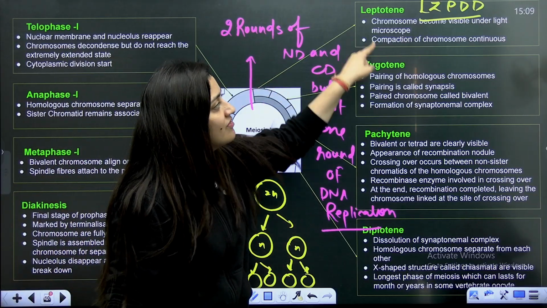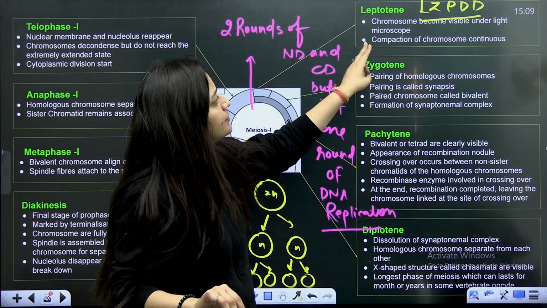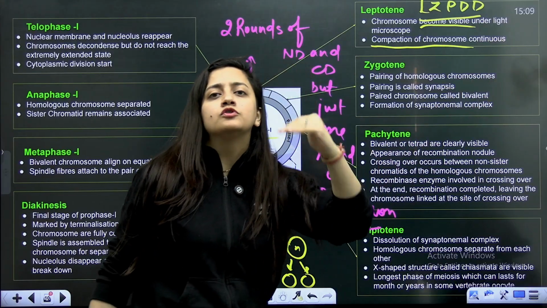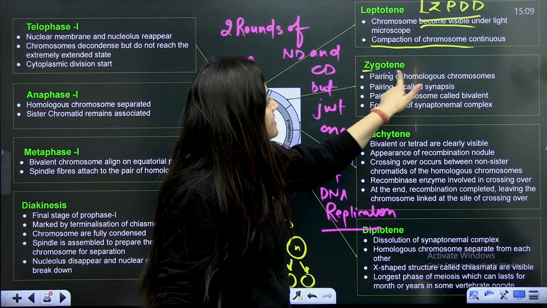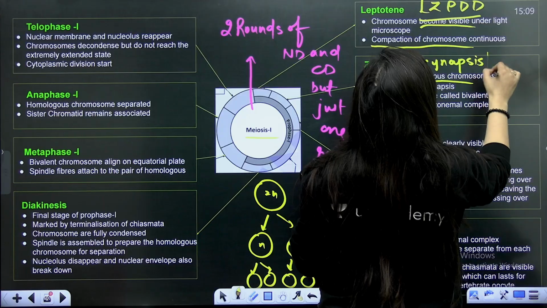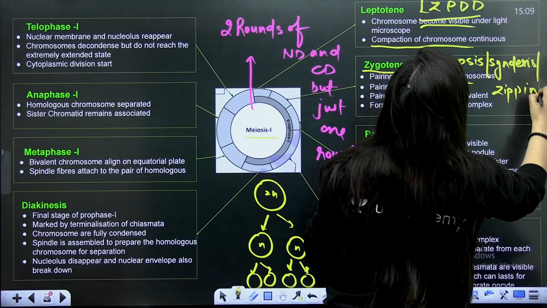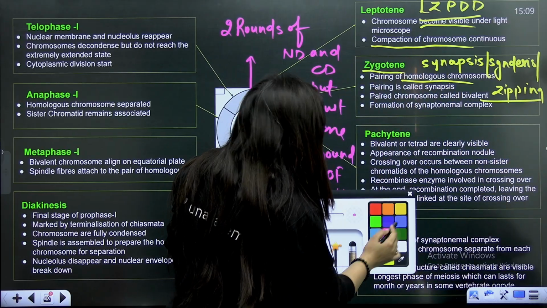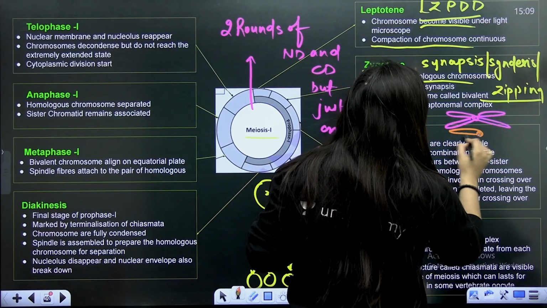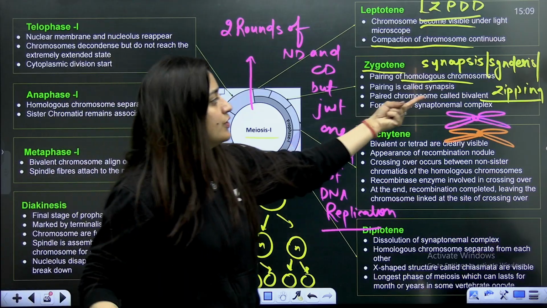So in the prophase 1, we will see those substages, and one question will for sure come from this part. So in leptotene, chromosomes will become visible under the light microscope. The compaction of chromosome will continue. Then in the zygotene, there is the pairing of homologous chromosomes. So we will say synapsis or syndesis or zipping will be there. Homologous chromosomes have the same shape, same size, same centromere position, same genes, but yes, alleles can vary. How will they pair? With the formation of synaptonemal complex. That's what you have to keep in your mind.